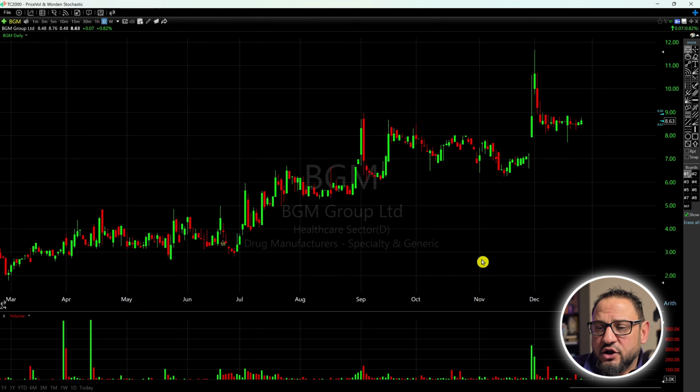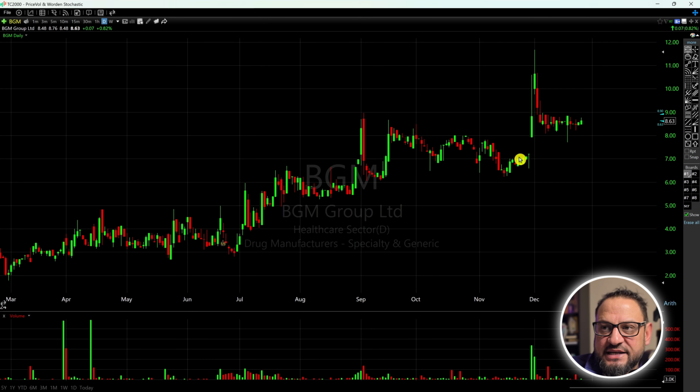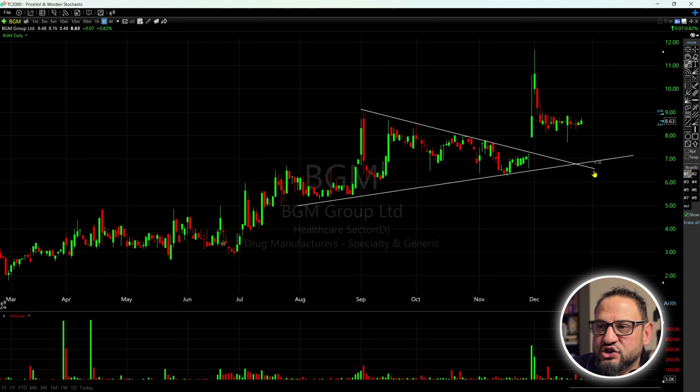The next pattern we're going to go over is the symmetrical wedge pattern. So it's a wedge pattern. The support is ascending and the resistance is descending. So it's an uptrend support and a downtrend resistance, where it kind of makes it equal and even. It's not going up or down. Okay, that's an example of the support going up, and the resistance is going down, and the range starts getting tighter and tighter and tighter.